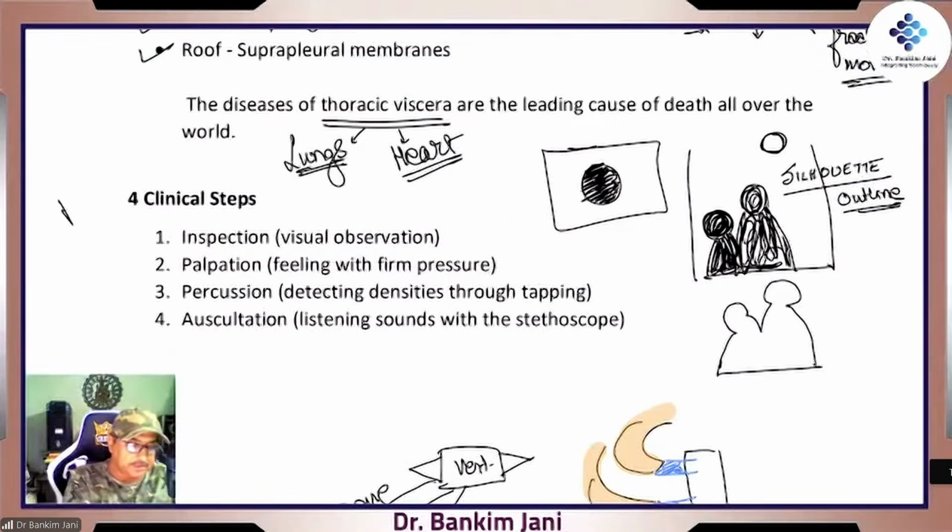This is from the history perspective. Whenever you go to clinics, it's called inspection, palpation, percussion, and auscultation. This is the order in which you'll be examining the patient. When you say inspection, it is the visual observation. You just see the patient, right? When we'll be learning clinics, we'll just watch the chest of the patient, to see which part is automatically moving.